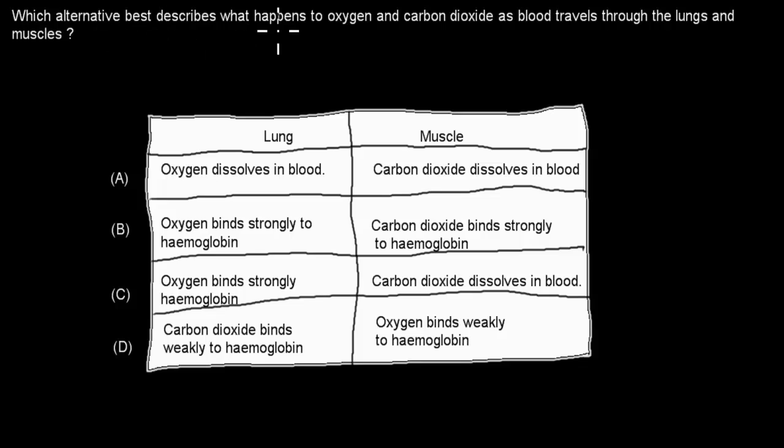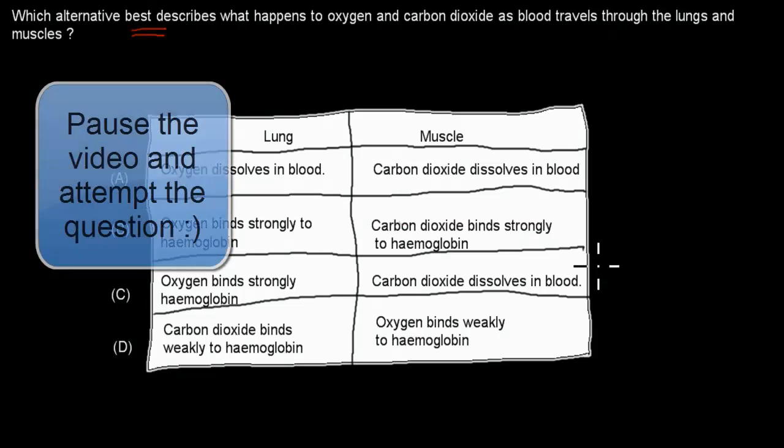Which alternative best describes what happens to oxygen and carbon dioxide as blood travels through the lungs and muscles? A. At the lungs, oxygen dissolves in blood. At the muscles, carbon dioxide dissolves in the blood. B. At the lung, oxygen binds strongly to hemoglobin. And at the muscle, carbon dioxide binds strongly to the hemoglobin. C. At the lungs, oxygen binds strongly to hemoglobin. At muscles, carbon dioxide dissolves in blood. And D. At the lung, carbon dioxide binds weakly to hemoglobin, and at the muscle, oxygen binds weakly to hemoglobin. I'll give you a hint. It says best describes. Let's pause the video and attempt the question.